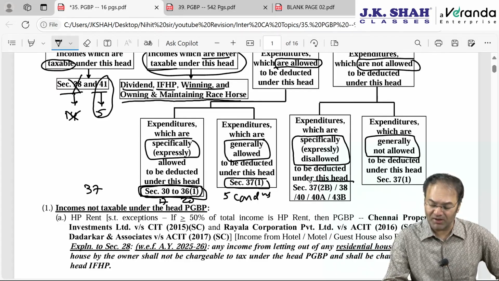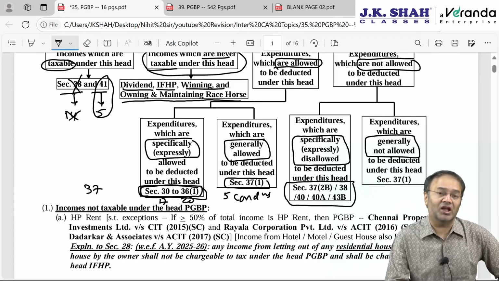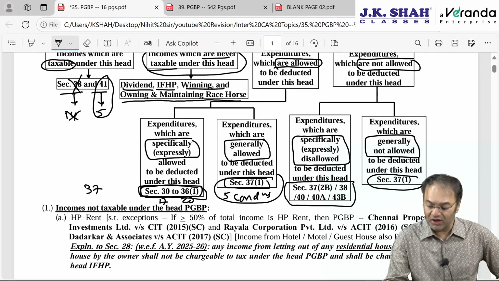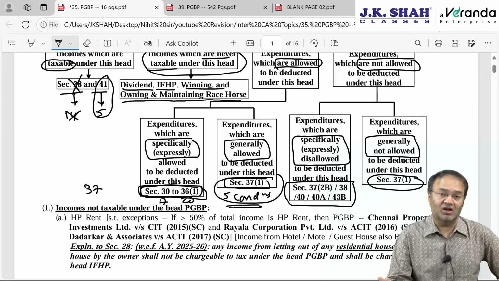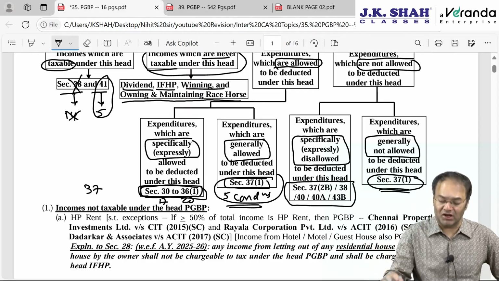Expressly disallowed expenditures are governed by section 37(2)(b) till section 43(b), and expenditures which are generally not allowed are again governed by the same section 37(1). If any of these 5 conditions is not satisfied, then that expenditure will generally be disallowed.